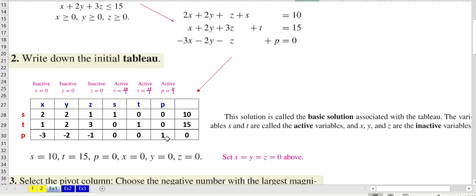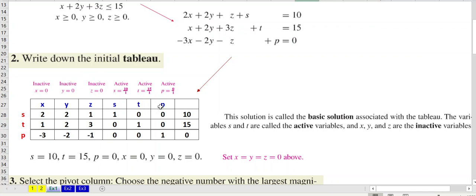And just like with our augmented matrices in linear algebra, we have a constant column, which is always the column on the right, 10, 15, 0. It's important to make sure that you always write the objective function on the bottom, so the objective function will be the very bottom row. So this is what is called the initial table. Make sure that you label the column headings properly.